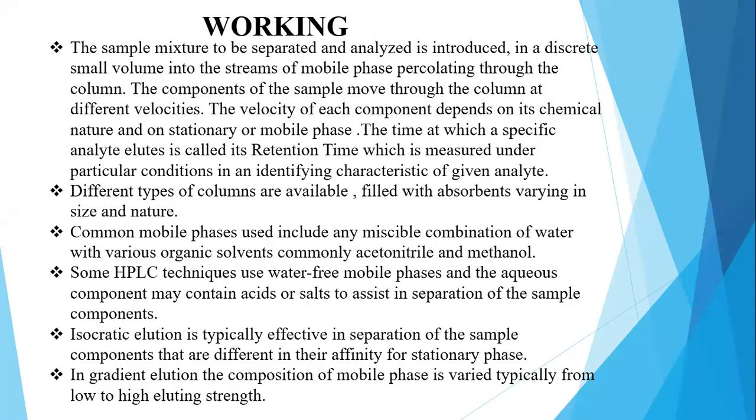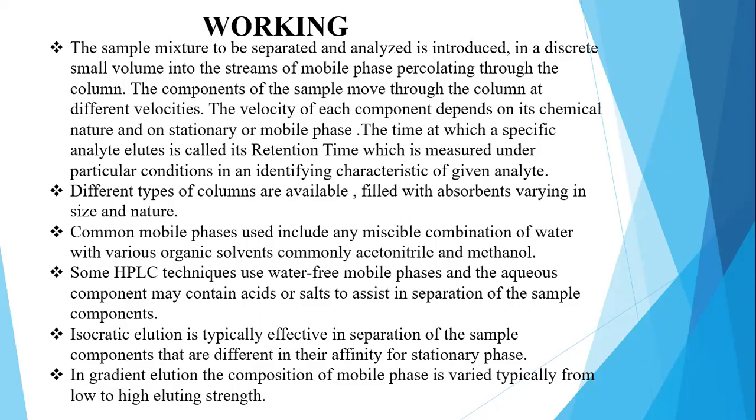Different types of columns are available, filled with adsorbents varying in size and nature. Common mobile phases include a miscible combination of water with various organic solvents, commonly acetonitrile and methanol. Some HPLC techniques use water-free mobile phases, and the aqueous component may contain acids or salts to assist in separation of the sample components. Isocratic elution is typically effective in separation of sample components that are very different in their affinity for the stationary phase.